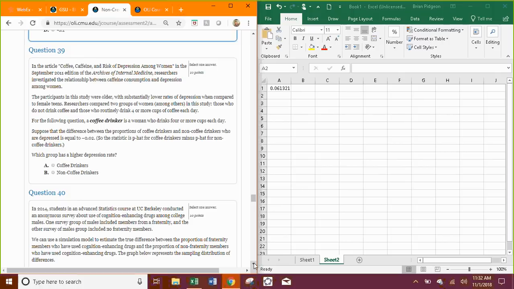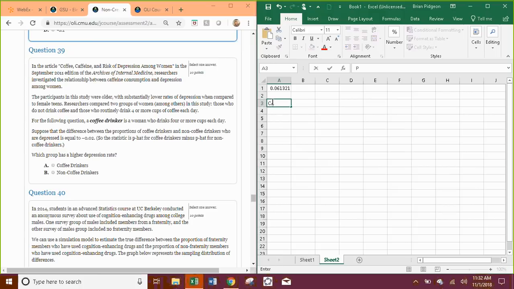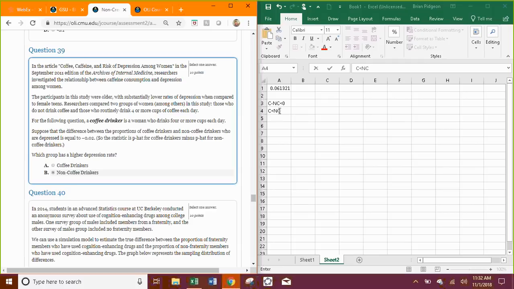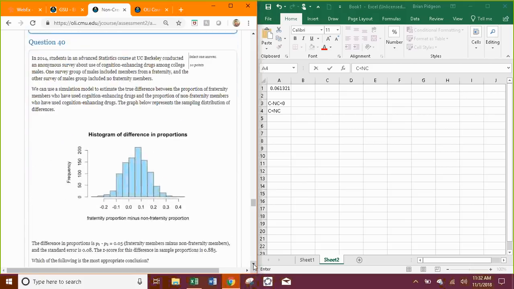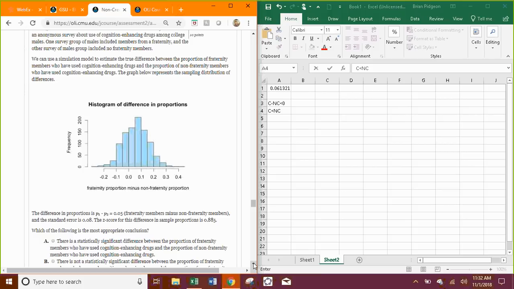Suppose that the difference between the proportions of coffee drinkers and non-coffee drinkers is negative. So the statistic is p-hat for coffee drinkers minus p-hat for non-coffee drinkers. We calculate that point estimate, and it says that this is less than 0, and we know that because it's negative 0.02. So that means that the rates for coffee are less than the rates for non-coffee, which means non-coffee drinkers have to be higher for that difference to be negative.